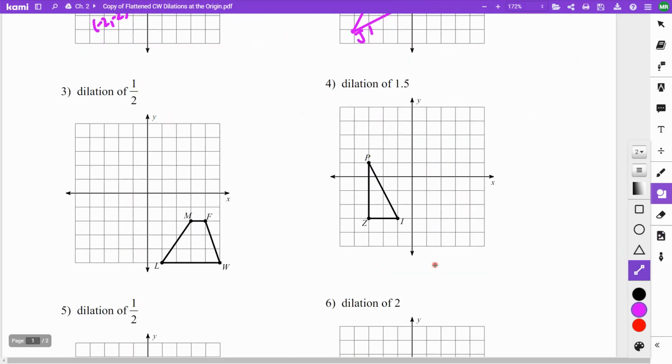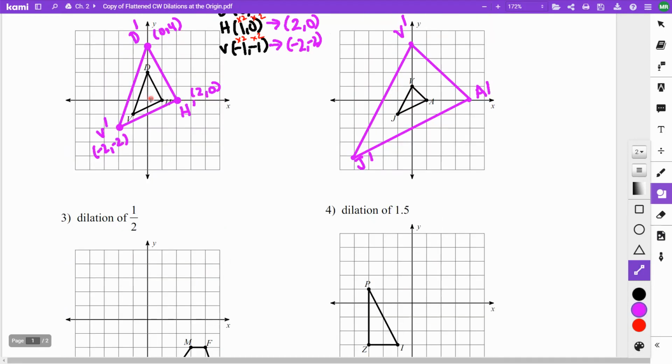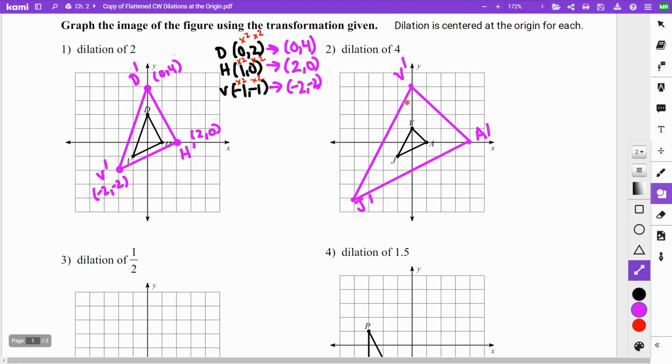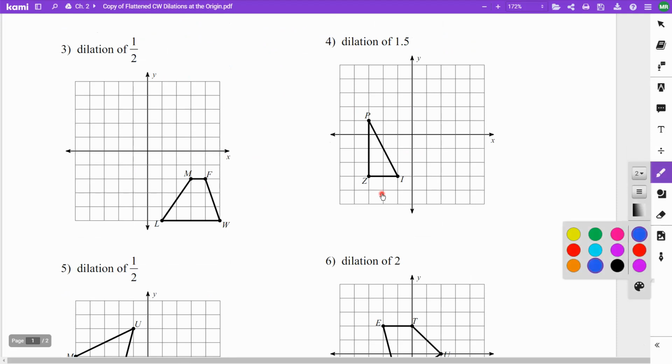On 3 and 4, this time I have a dilation of 1/2 and a dilation of 1.5. And unlike these ones, which have the origin kind of in the middle of our shape, these ones don't have the origin anywhere near the shape. So for number 3, I'm going to do it two ways. I'm going to show what you would do if you're just counting the distance. What you're concerned with is the distance from the origin, because that's where I'm dilating from.